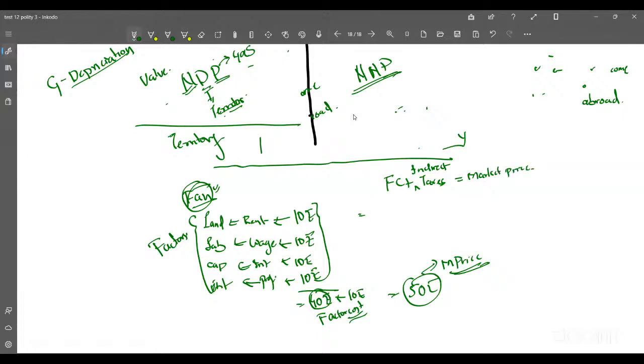I will give you a statement. Tell me whether it's right or wrong. Always, factor cost is lesser than market price. Is this statement right?